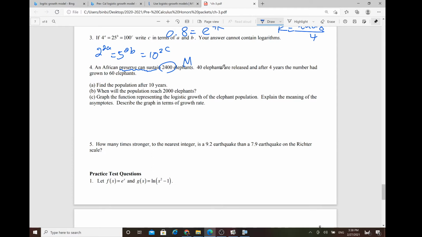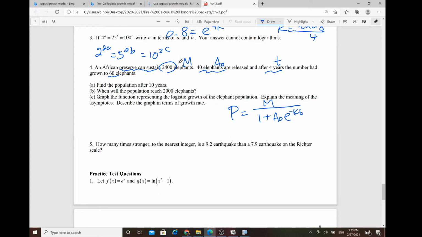Okay, so let's say M, and obviously the time here. So 40 elephants is what we started with first, the initial amount. And then it grows to 60 elephants, so that'd be the final amount. Normally the logistic growth model can be represented by the equation P equals capital M over 1 plus A0, which is the initial amount, times e to the power of negative kt.